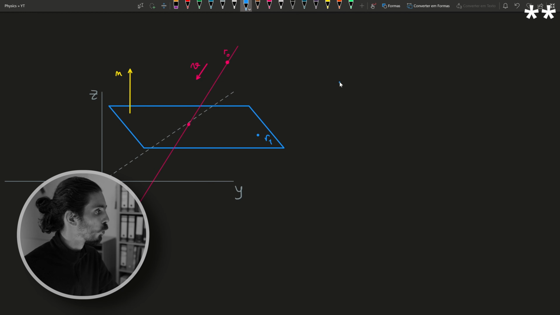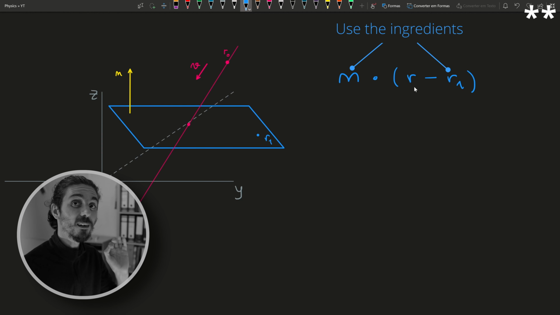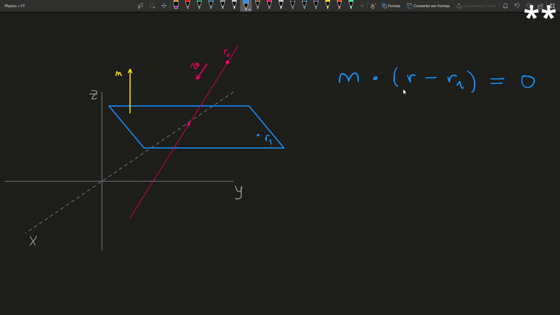Looking at the plane, we notice that any two vectors that land on the plane, their difference is always orthogonal to the vector n, and this allows us to write the equation of the plane as follows. We dot n with the difference r minus r1, and as long as the vector r lands on the plane, this dot product must be equal to 0. And so the plane is a set of vectors r that, when substituted here, make this statement true.